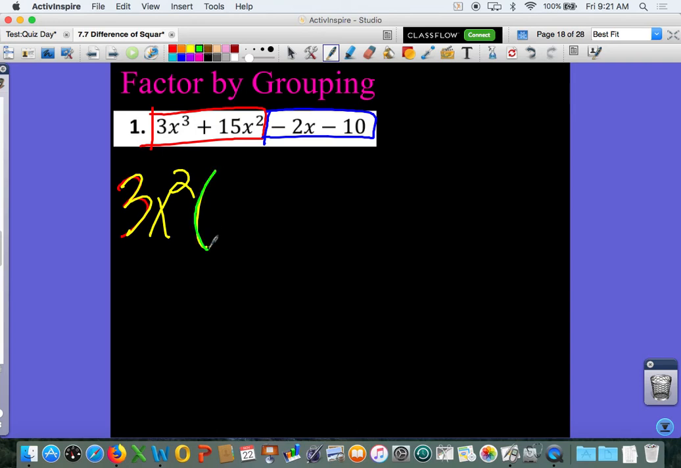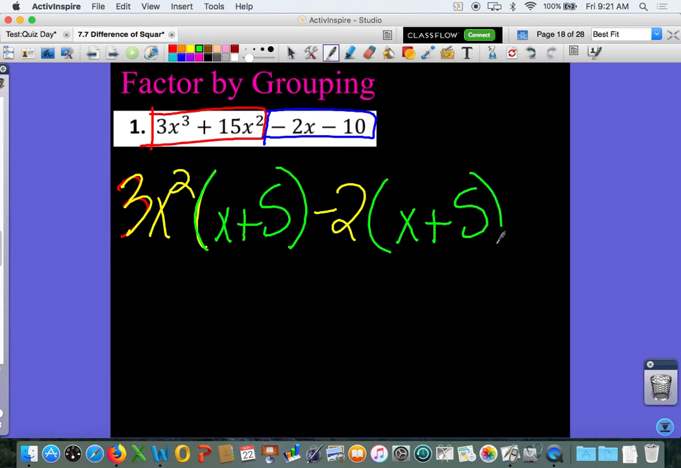And what's left inside is x plus 5. I can pull a -2 out of the second group, and what's left is x plus 5. These have to be the exact same. This has got to be x plus 5 and x plus 5. You could not have x plus 5 and x minus 5. That's why it's really important that I pulled out the negative in that.